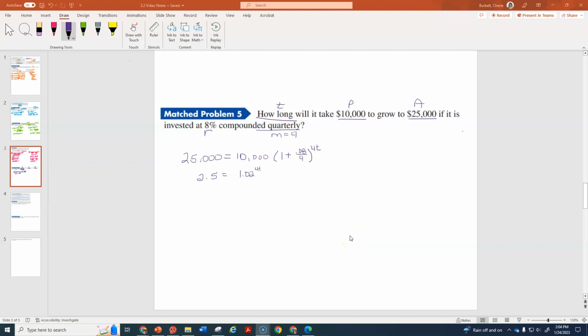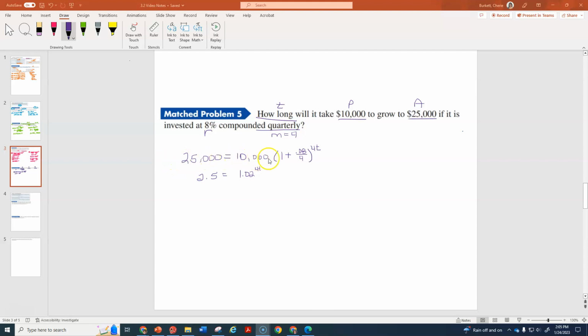Example 5. Ask me how long. So I'm looking for time. Time is going to be measured in years. How long will it take for my principal of $10,000 to grow to my future value, $25,000, if it is invested at 8%, that's my R, compounded quarterly, my M is 4. I simply take each one of these values, plug it into my formula.